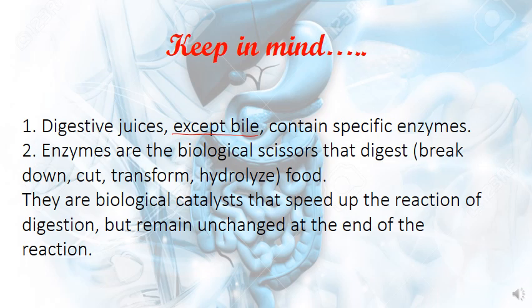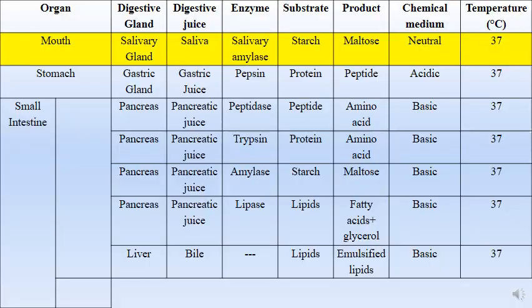So these enzymes are recognized as a catalyst. What is the meaning of this? This catalyst speeds up the reaction of digestion. It makes the digestion process faster, but it will remain unchanged. The quantity of this enzyme will remain the same at the end of the digestion reaction.